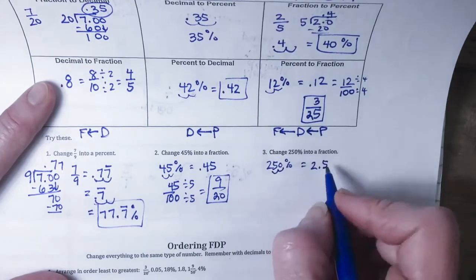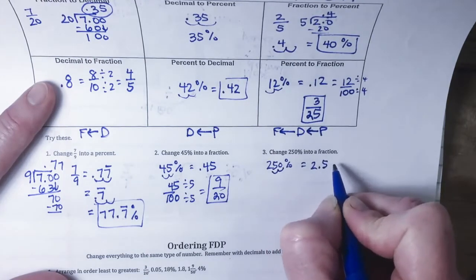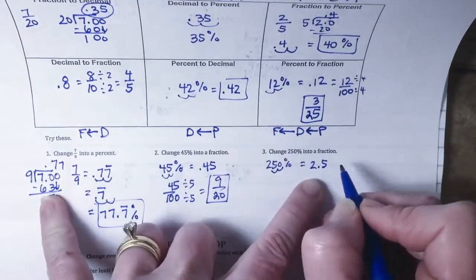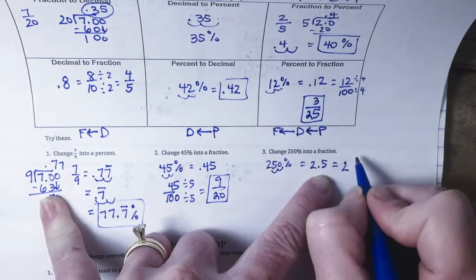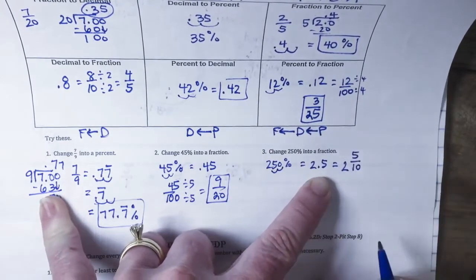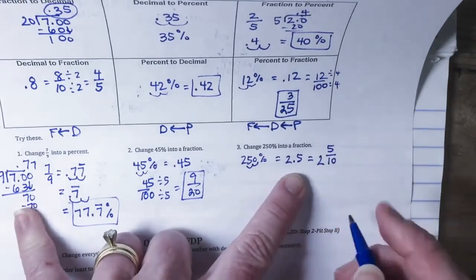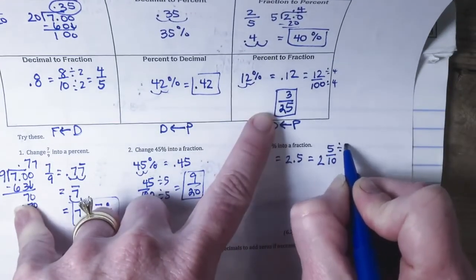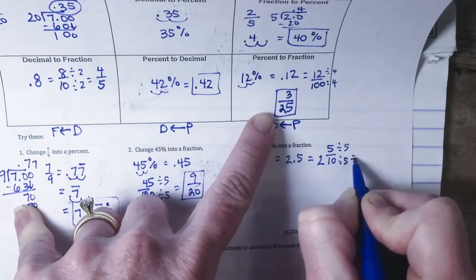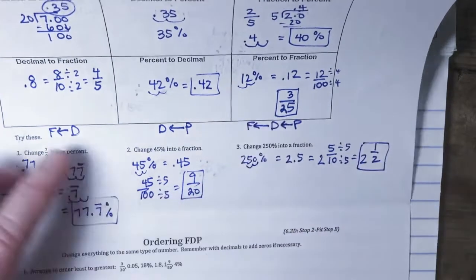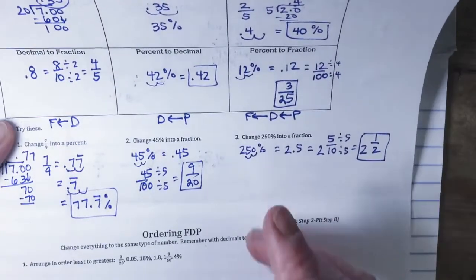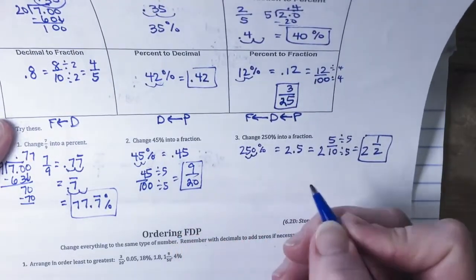And then to write it as a fraction, I write it like I say it. So I would say 2 and 5/10. So the 2 is still my whole number. The 5/10 is my fraction. This is a mixed number. And then I would want to simplify this. So these are both divisible by 5. So this becomes 2 and 1/2. Right?